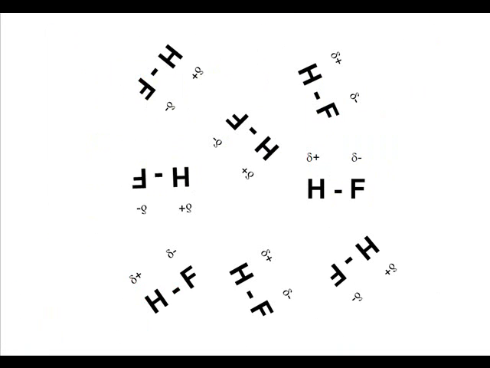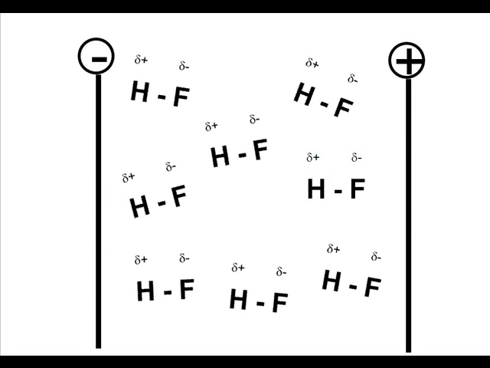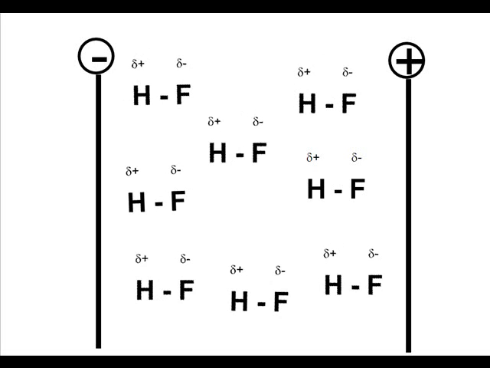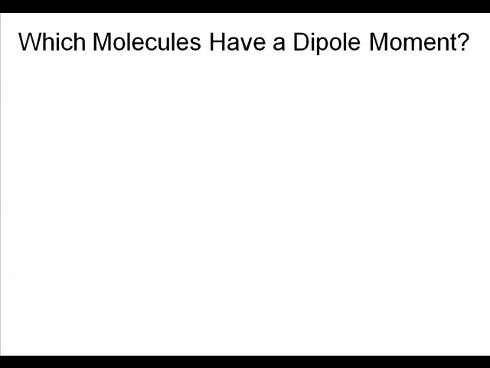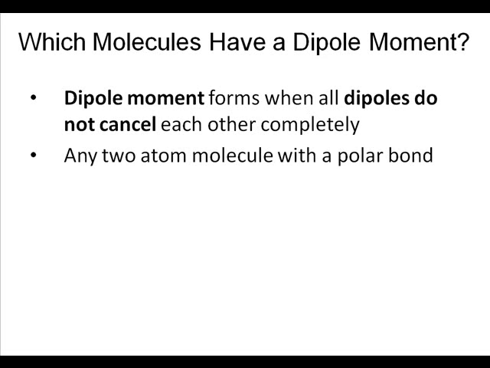Now let's take a look at this in action. So we once again have hydrogen fluoride molecules. They are polar, and they're all floating around in random directions. Let's put now those negative plates and positive plates, and now you get an alignment. So polar molecules orient themselves in a magnetic or electrostatic field. So when we have these dipoles, they do not necessarily cancel each other out.